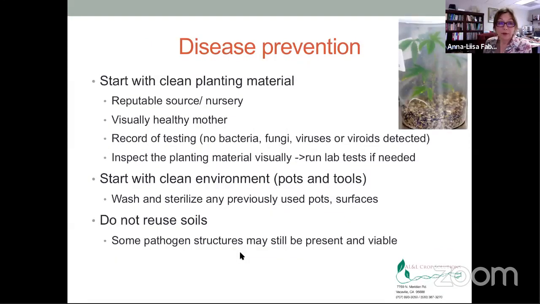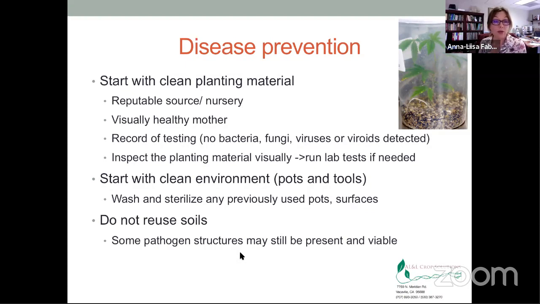So, disease prevention, continuing here: the best way to prevent any of this disease is to start with clean planting material. You should work with a reputable nursery or source where you're getting your clones from. You should be able to visually inspect that the mother plant is healthy.